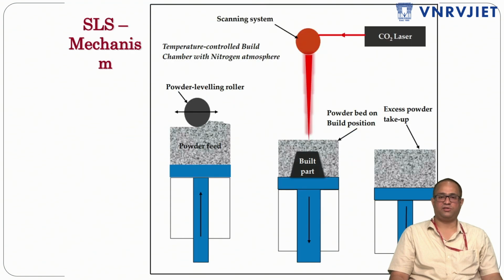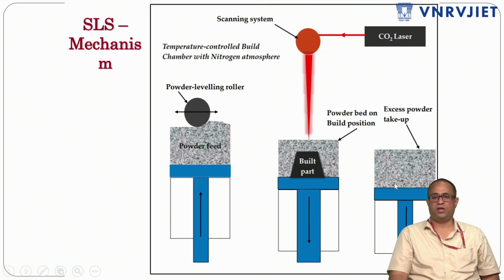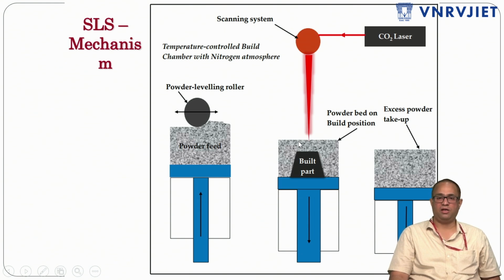As you can see in this figure, there is a CO2 laser, a build platform, a powder feed platform, and an excess powder take-up. The powder leveling roller supplies the powder evenly over the build platform. As soon as the CO2 laser strikes the initial layer, it sinters the powder. Then the powder supply piston moves upwards, and the build platform moves downwards after the sintering of every layer.